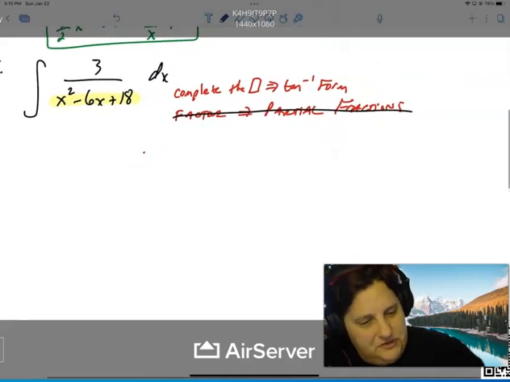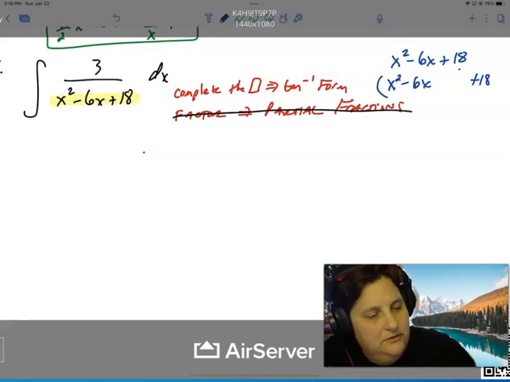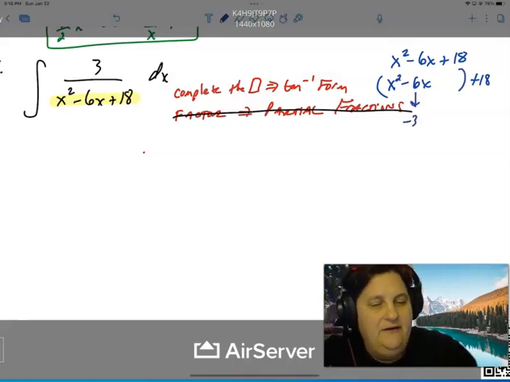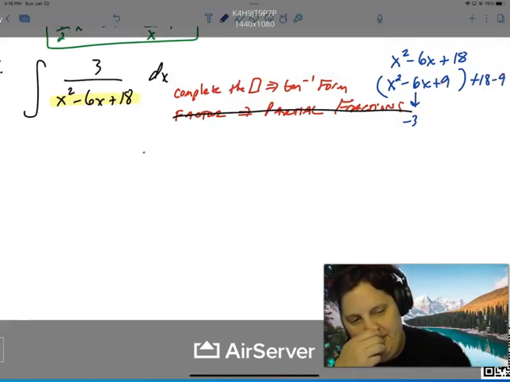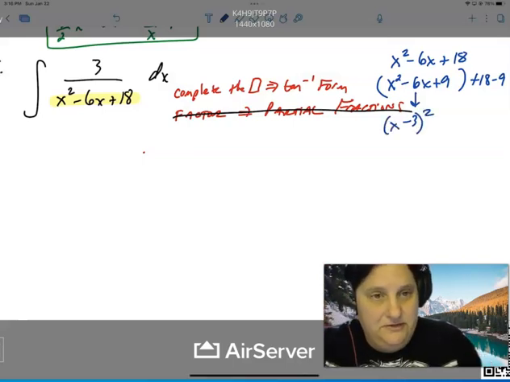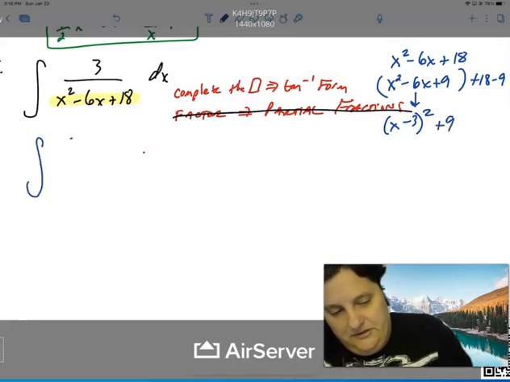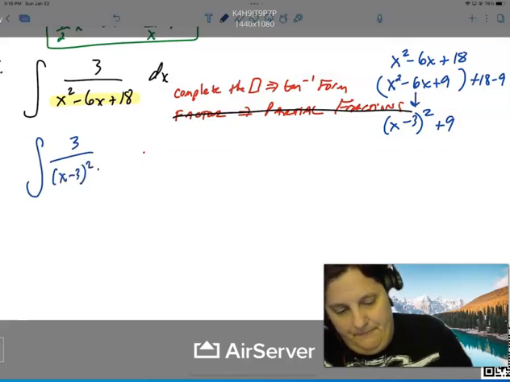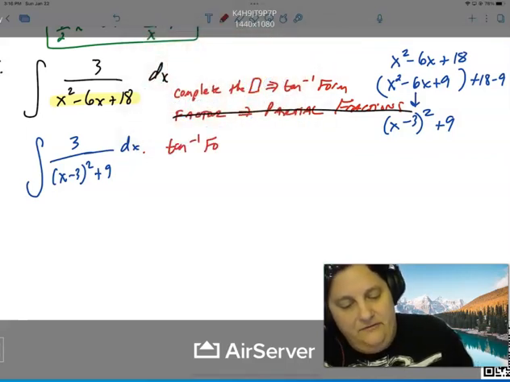All right, let's complete the square off on the side over here. So the first thing I do is I move this out. Then I go like this, right? Half of negative 6 is negative 3, squared is plus 9. Since I'm doing a plus 9, I do a minus 9. And then this factors to x minus 3 times x minus 3. So that's x minus 3 squared. And 18 minus 9 is plus 9. So that's what I'm turning this into. dx, okay? And what I notice is this is now inverse tan form.